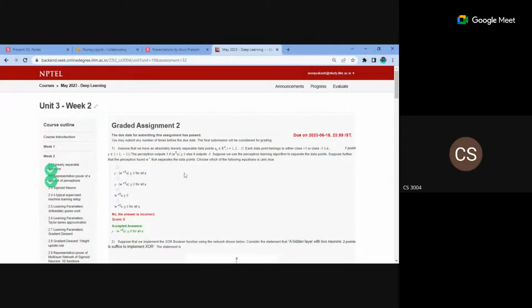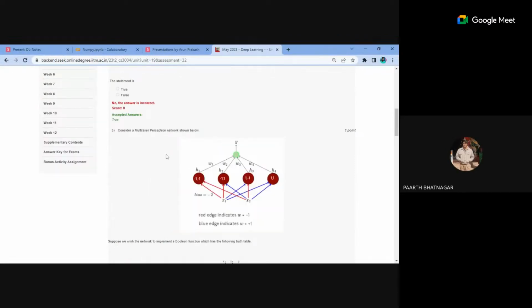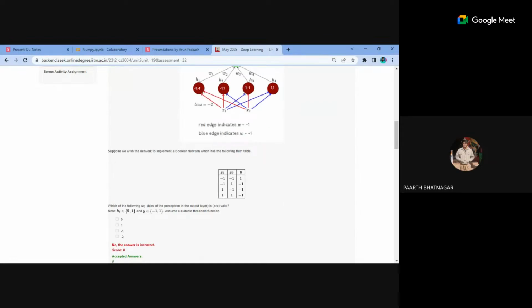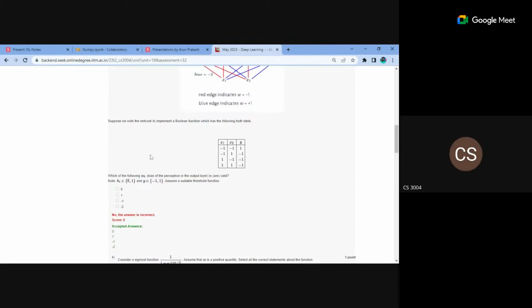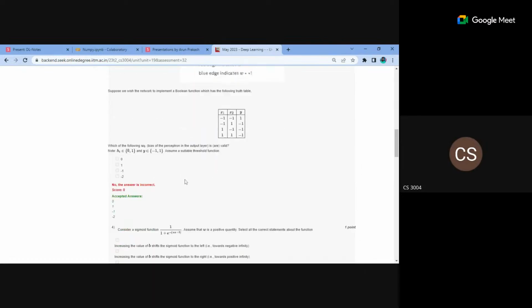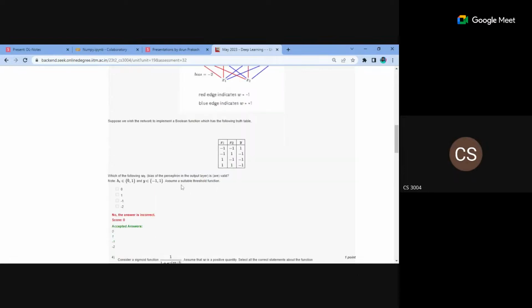Yeah, what is the question number? It's question number three. I am unable to understand in this question how setting the bias to any of the four values makes the network work. What I'm asking here is: suppose that we use them to implement a Boolean function which has the following truth table. Which of the following will not be a valid bias of the perceptron in the output layer, using a suitable threshold function?